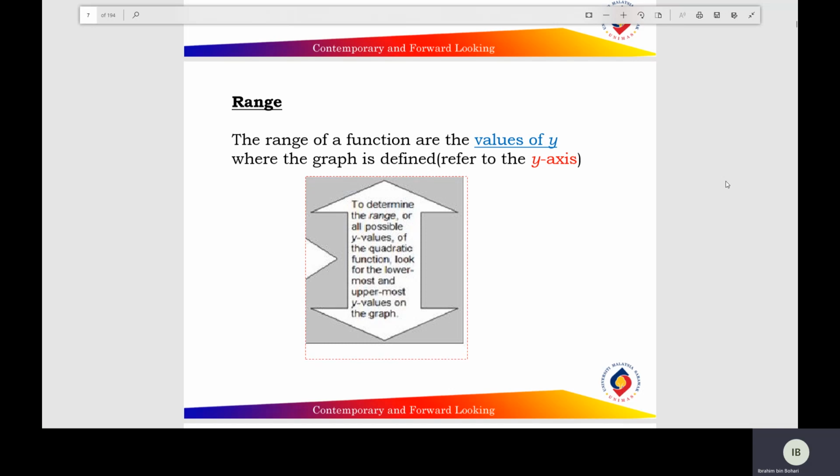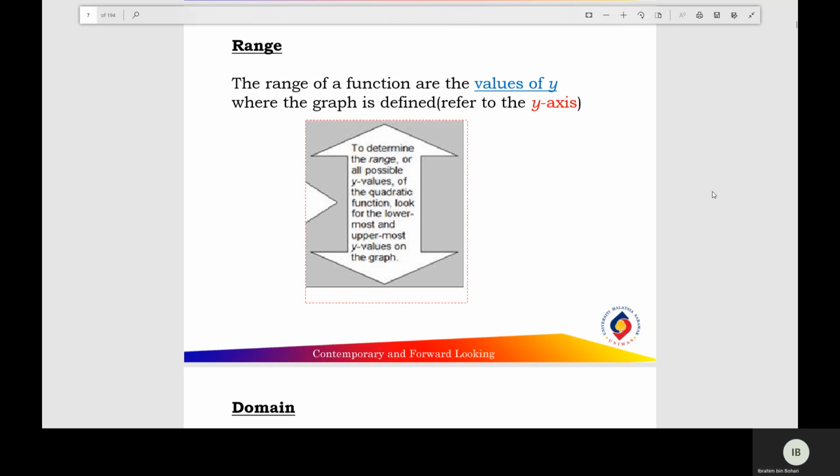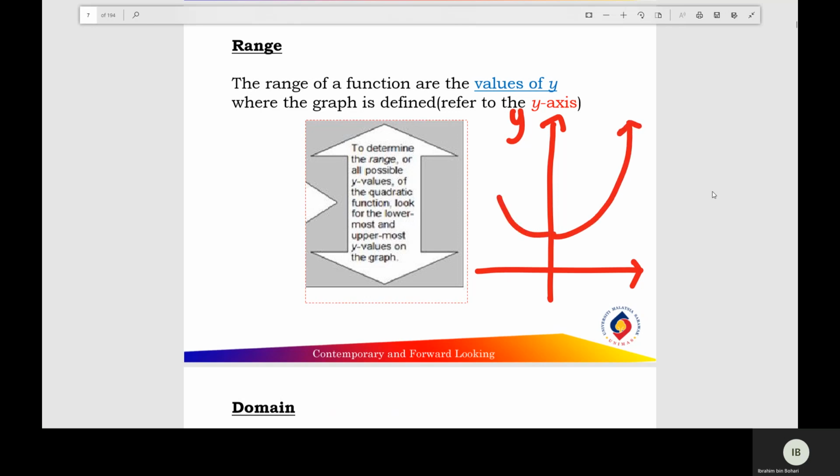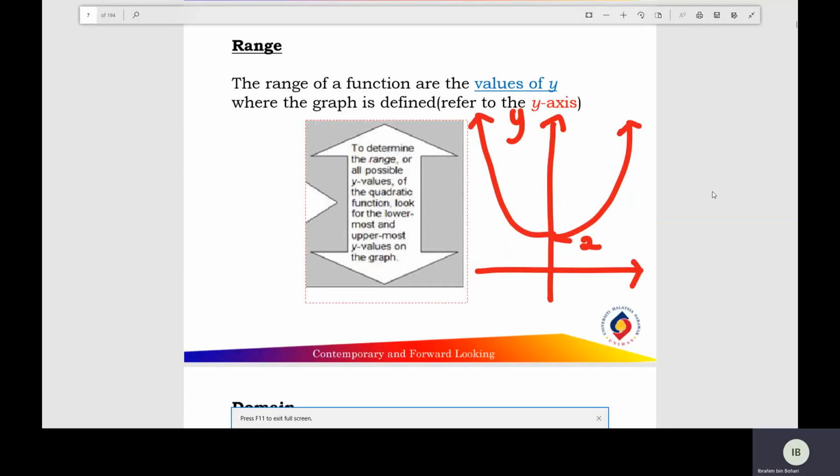to the y-axis. To determine the range, or the possible values of y, of the quadratic function, you look for the lowermost and the uppermost y values on the graph. Here is an example of the quadratic function: f(x) equals x squared plus 2.